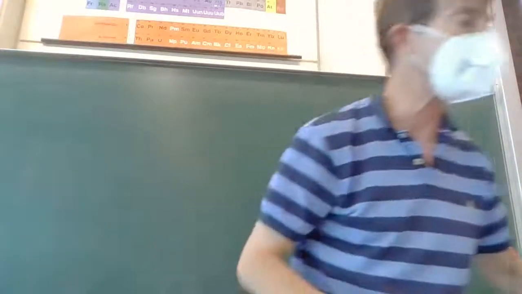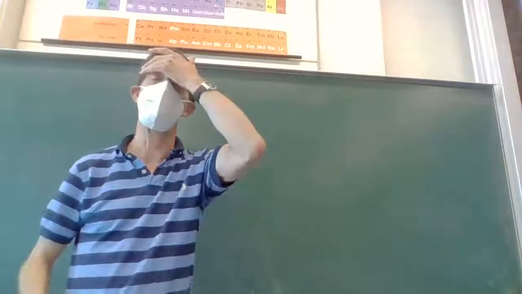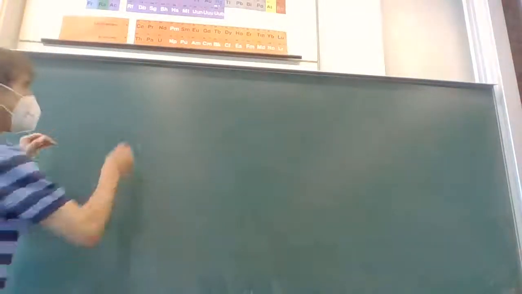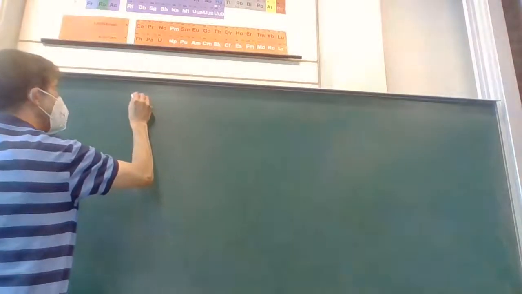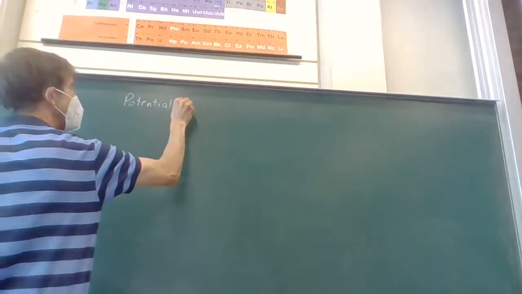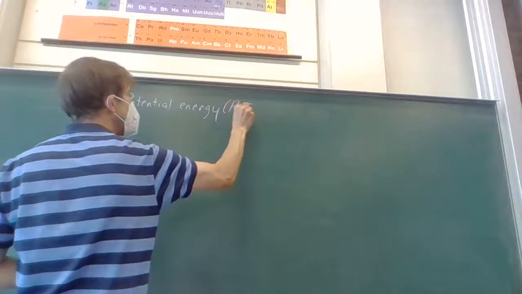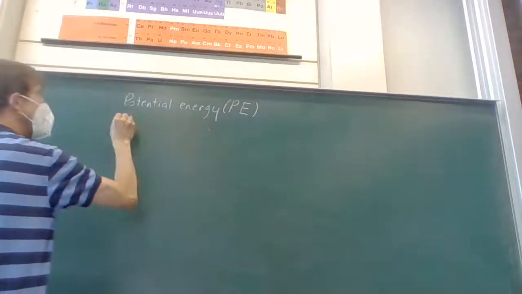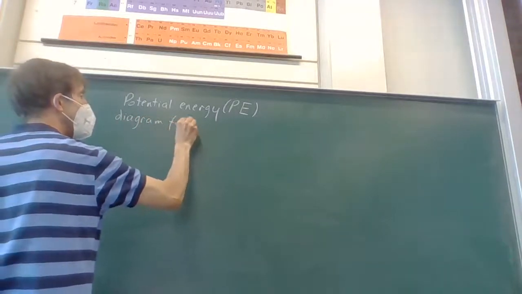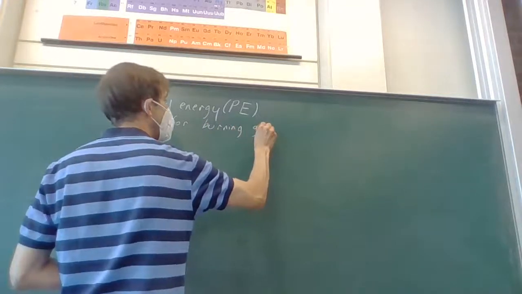I'm going to do a diagram for the first thing somebody said. Who said burning gasoline? That's like the first one we had. Marina. Okay, so let's do a diagram for this. So I'm going to say potential energy, which is called PE in physics and chemistry, for burning gasoline.